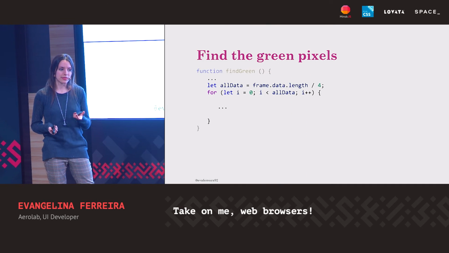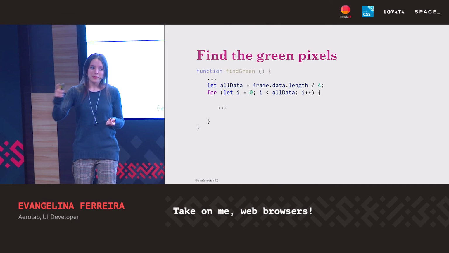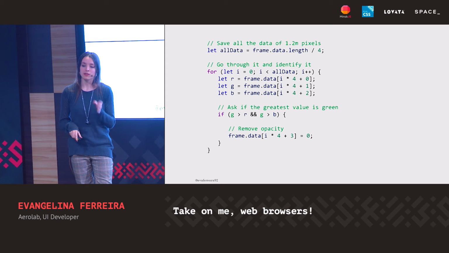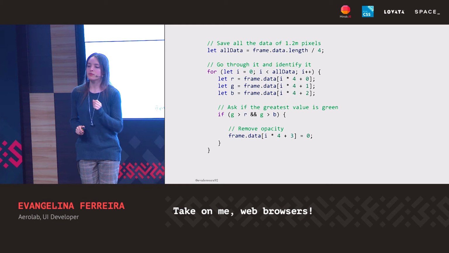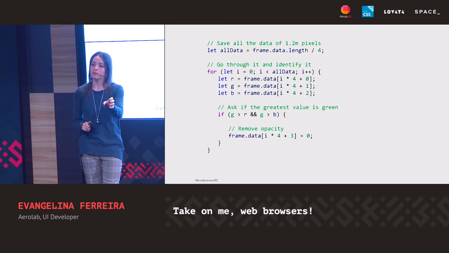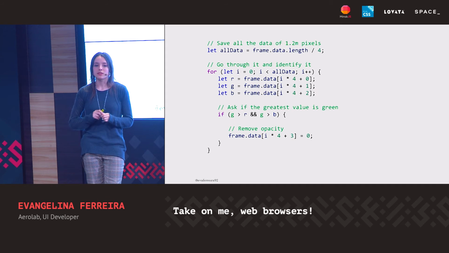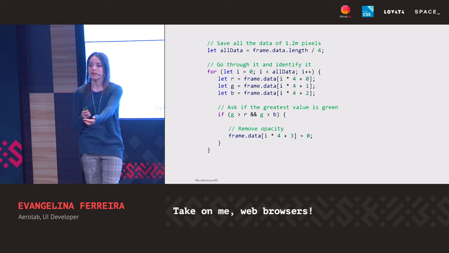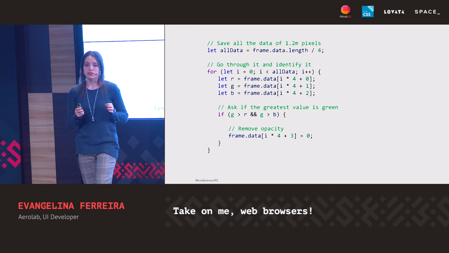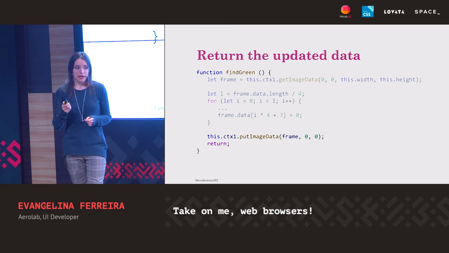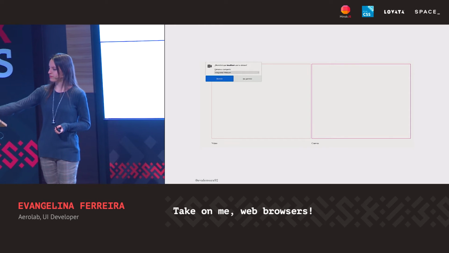So we can work with this. We can actually go through all this data and find the green pixels. So we will ask if the green is bigger than the red and if the green is bigger than the blue. If that is the case, we are going to grab the alpha value of that pixel and turn it into 0. And then you need to return this into the canvas again, because you changed the information, so now you put it back. You put it back with putImageData. And you get something like this.